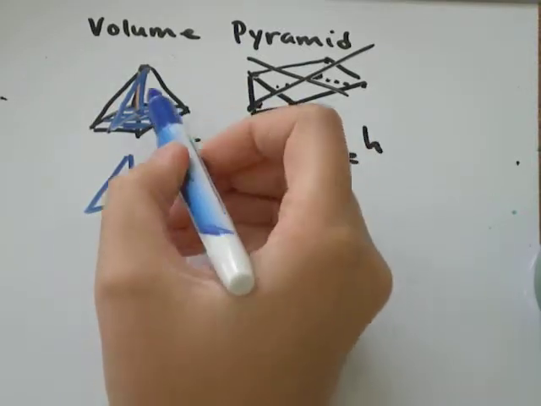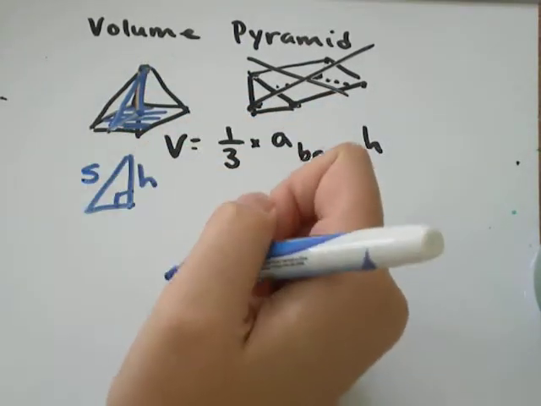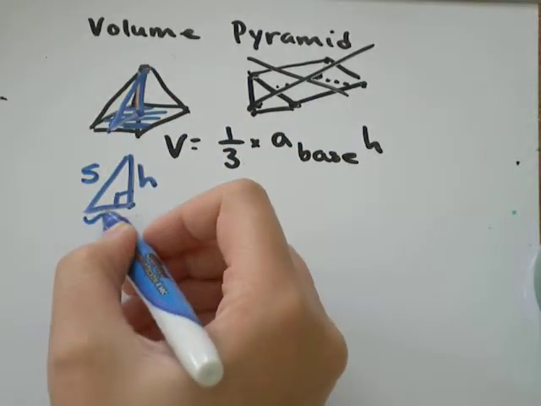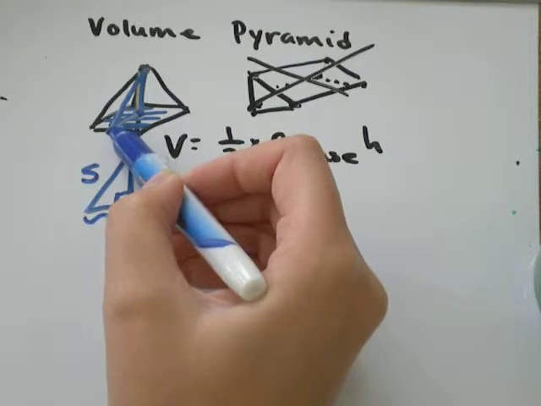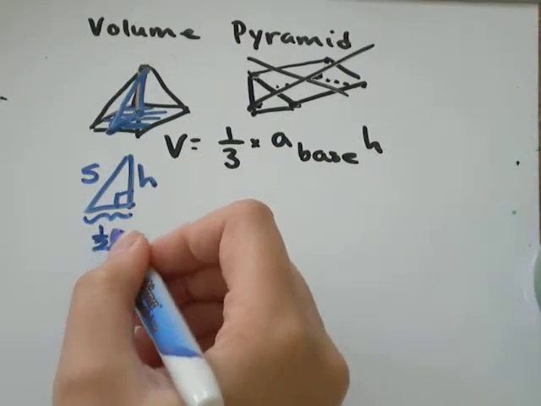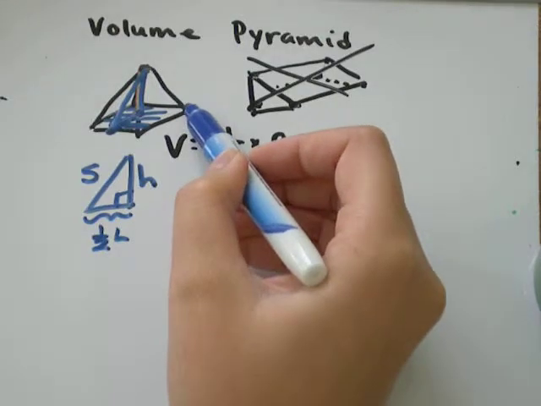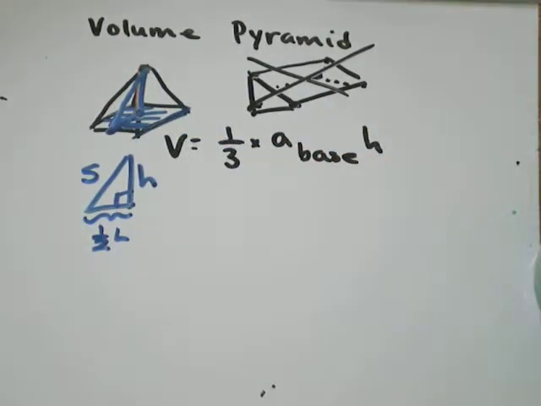This side would be the height, which is from the bottom to the top. This side here, we could say S is the slant height, and the length of this side of our triangle goes from a point on the edge to the center, and that'll actually be half of the length, and the length would be this side. So let's do an example.